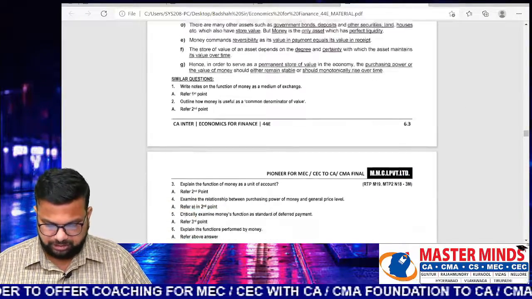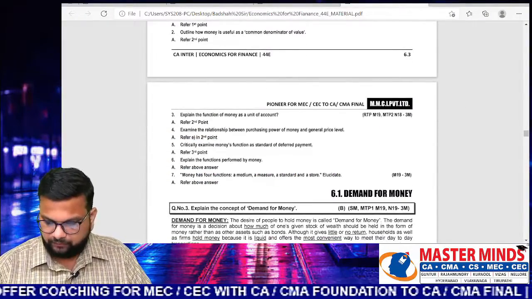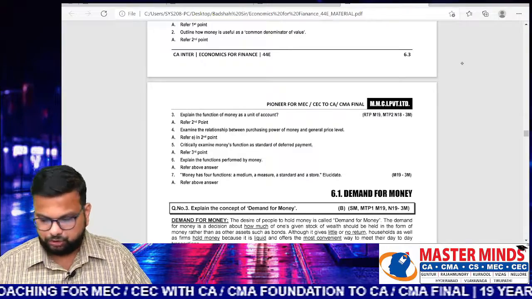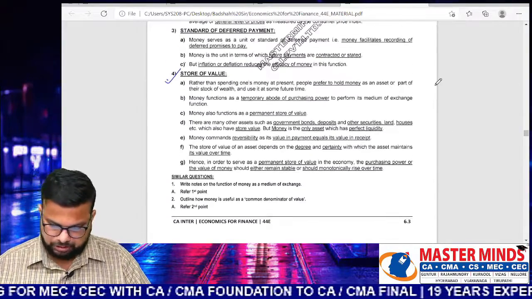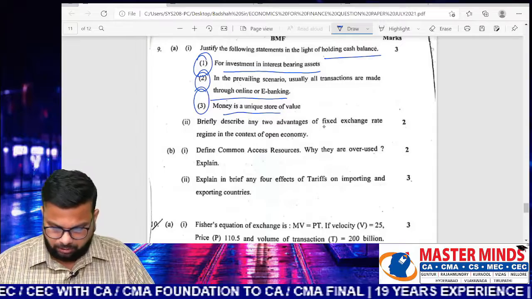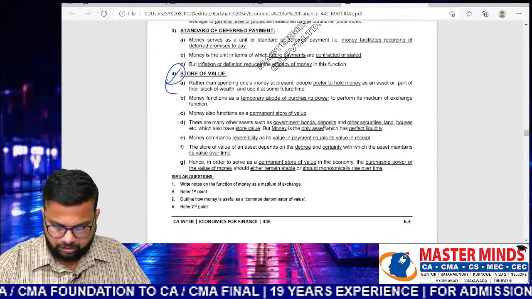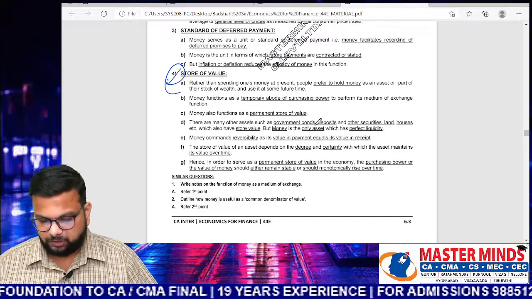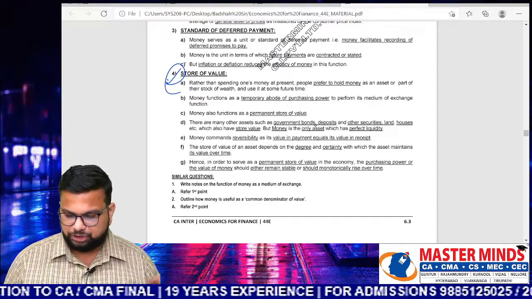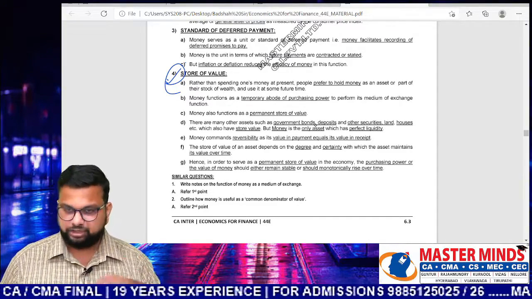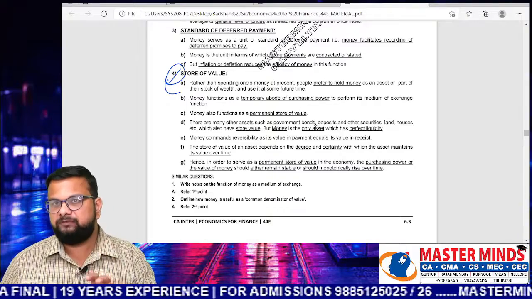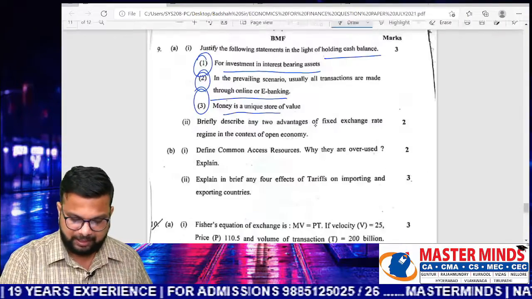A similar question is there for us, that is, money has 4 functions: medium, measure, standard, and store, Nana. So when it comes to this third question, money is a unique store of value. That means we will write this store of value point. This question is covered from different areas, and that's why we have to be very careful while answering this question. Okay.